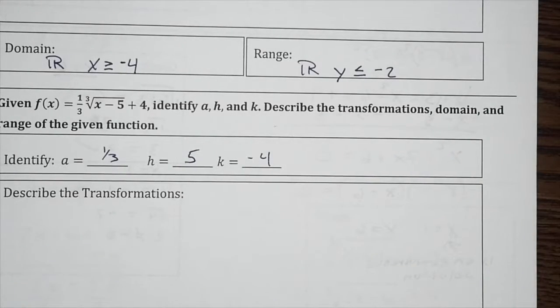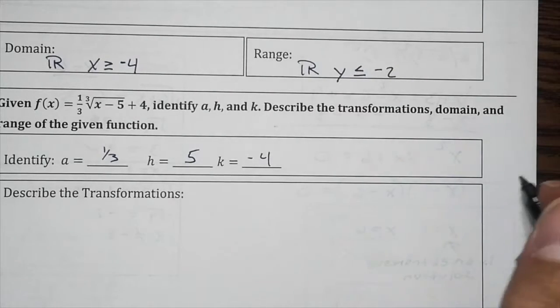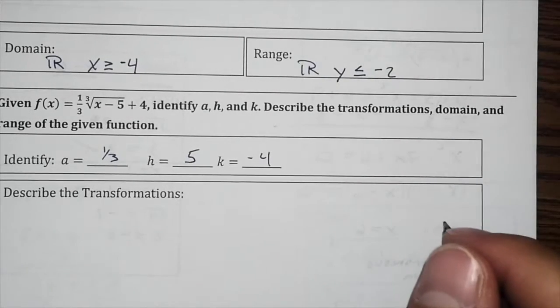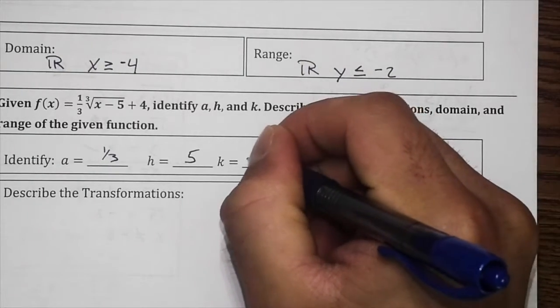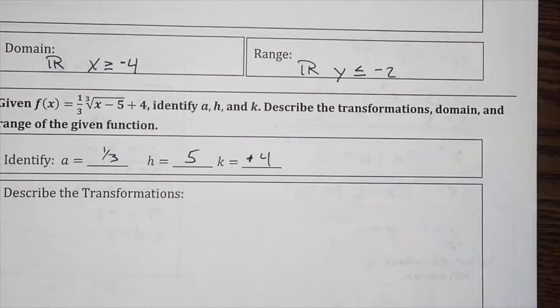All right, a, h, k. So a is a third, h is positive 5, and k is negative 4. You want that to be positive 4? Oh, yeah, positive 4. Thank you. Yeah, it's not going to be totally different. Positive 4, right? That sign doesn't change.